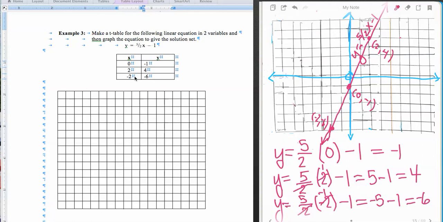So we have a t-table, which shows us a partial solution set. We have the equation, which shows us all solutions. We've plotted the 3 points on here to make our linear model, to make the straight line, which also shows all solutions. And then we could also read this in words, and this says that we're going to take our independent value, take 5/2 of that, or multiply it by 2.5, and then subtract 1 from that. So it's 1 less than 2.5 times the independent, which will give us our dependent each time.